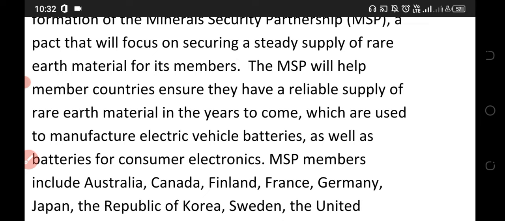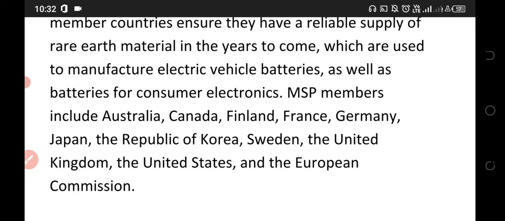The Mineral Security Partnership will help member countries ensure they have a reliable supply of rare earth materials in the years to come, which are used to manufacture electric vehicles as well as batteries for consumer electronics. MSP members include Australia, Canada, Finland, Germany, France, Japan, Republic of Korea, Sweden, United Kingdom, United States, European Commission, but not India.